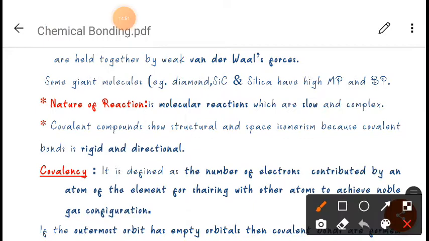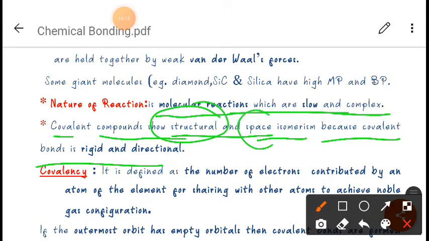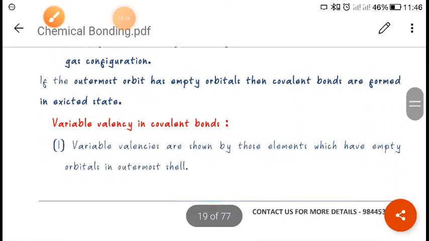So when we talk about the nature of reaction, molecular reactions are slow and complex, okay, and the covalent compounds show structural and space isomerism, okay, because the covalent bond is rigid and directional, okay, that is why they show structural and space isomers, right? Now next is covalency.